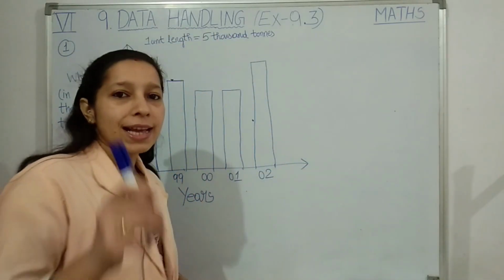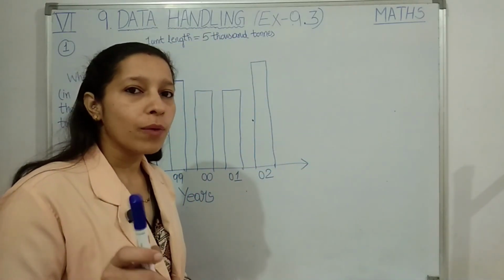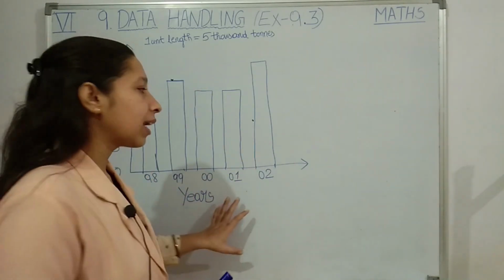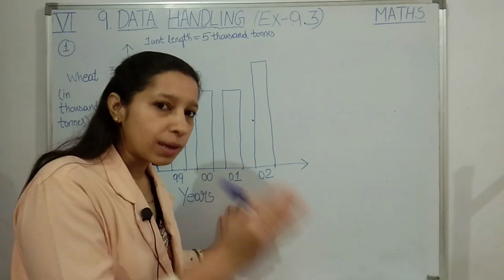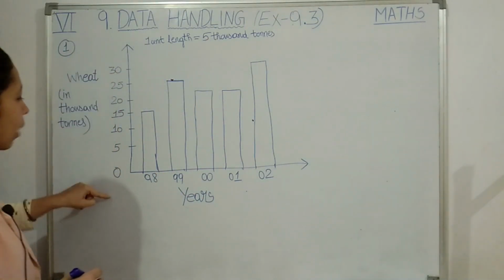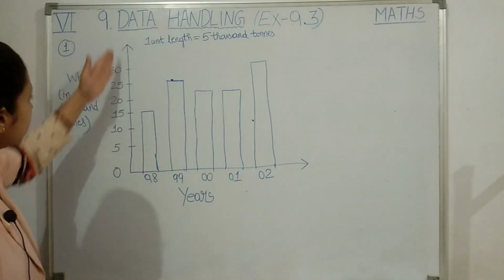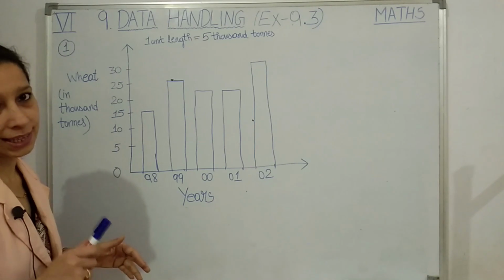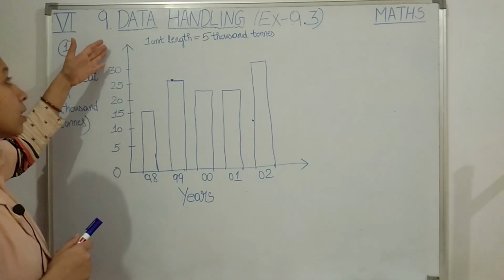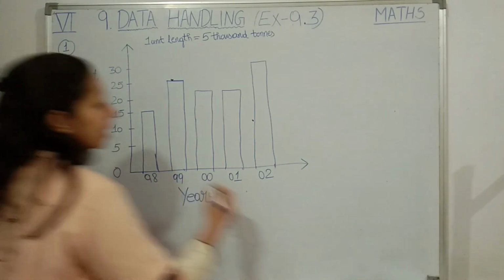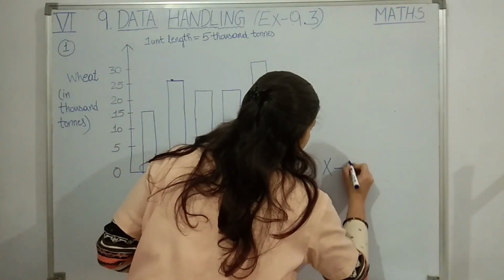Okay, now students, exercise 9.3 question number 1. A bar graph is given to you. That bar graph I have drawn on the board. First let me explain you about bar graph, then we will see the question. You can see two arrows are given, students. This is known as y-axis, and here this is known as x-axis.